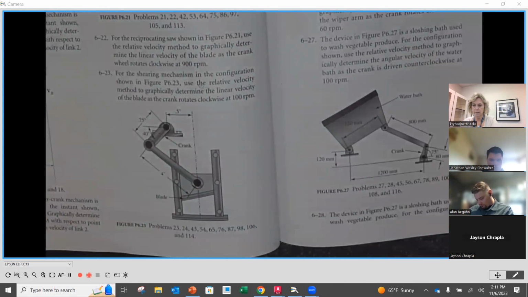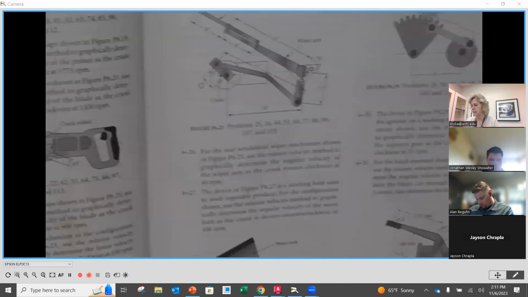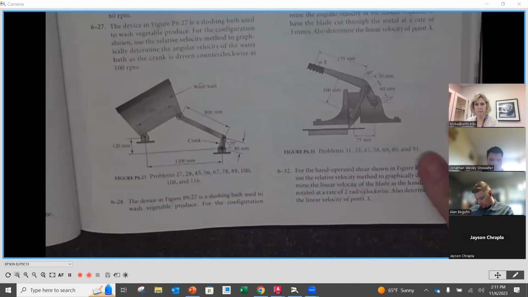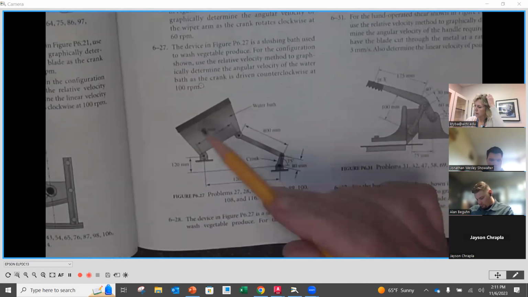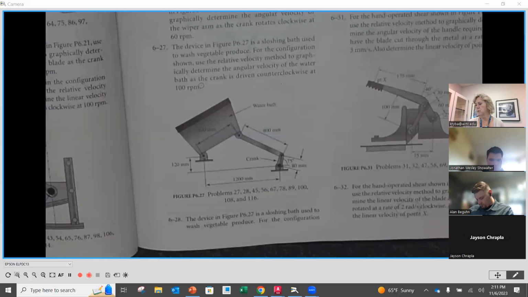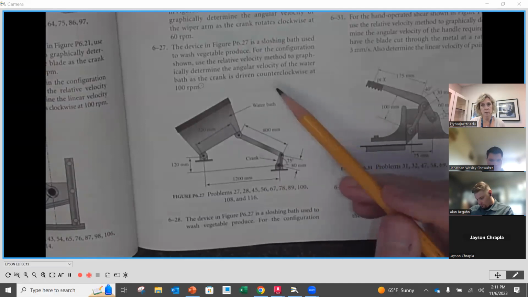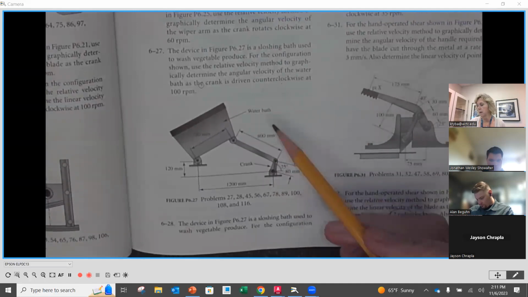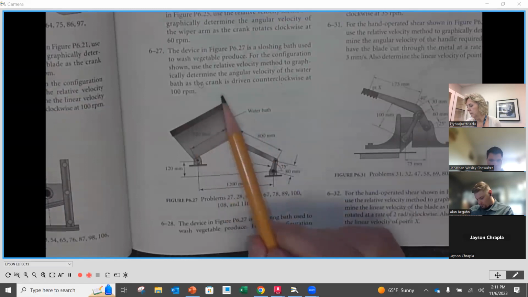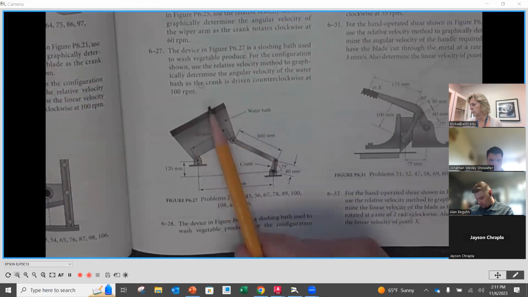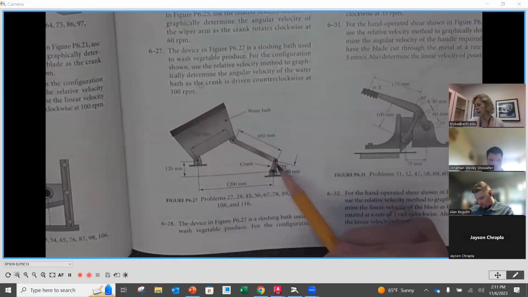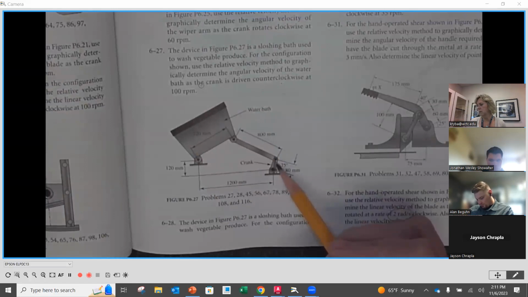That's number 23. Number 27 is over on this side. It's right here. We have a sloshing bath used to wash vegetable produce. For the configuration shown, use the relative velocity method to graphically determine the angular velocity of the water bath as the crank over here is driven counterclockwise at 100 RPMs.